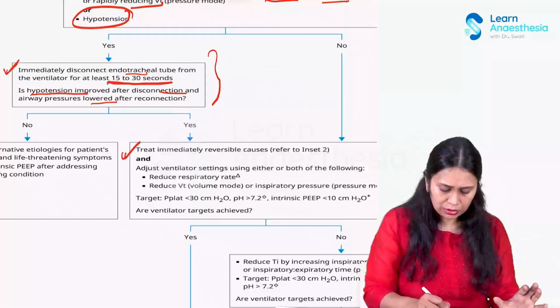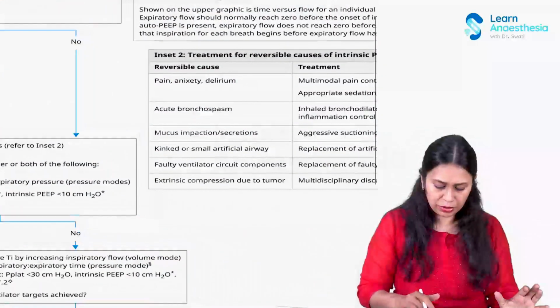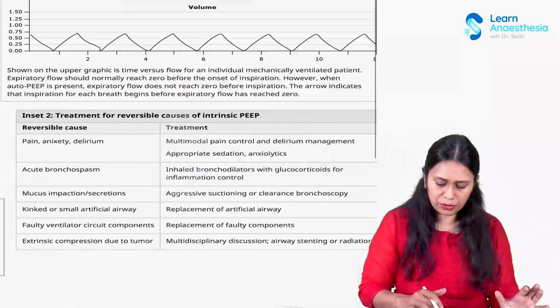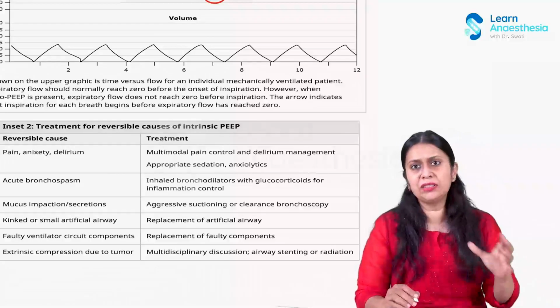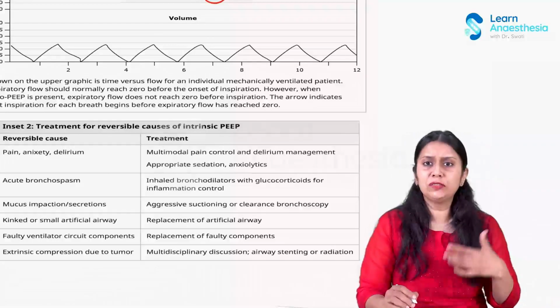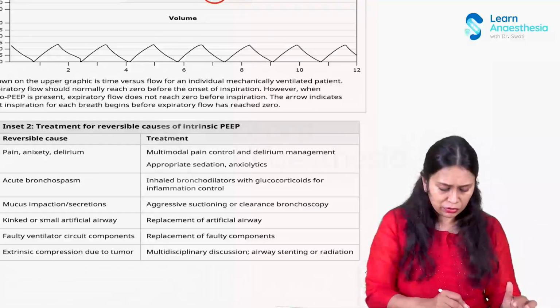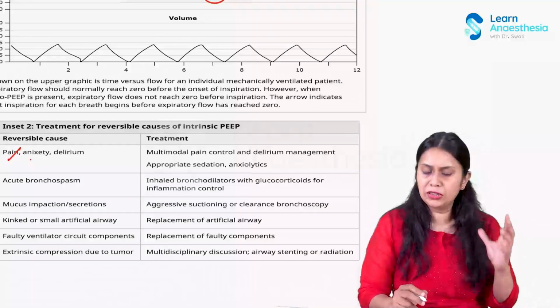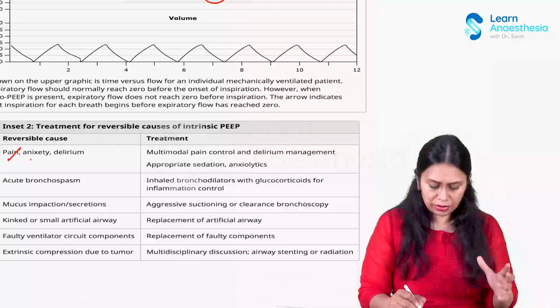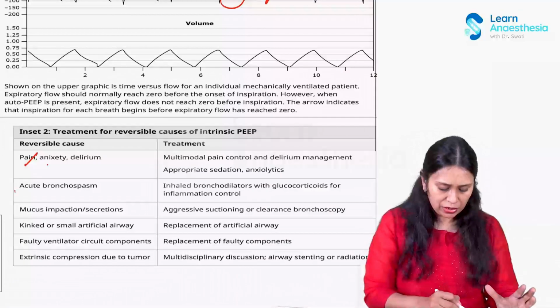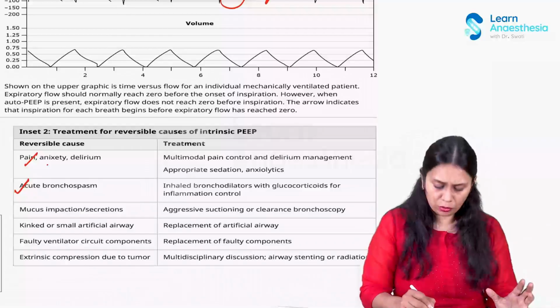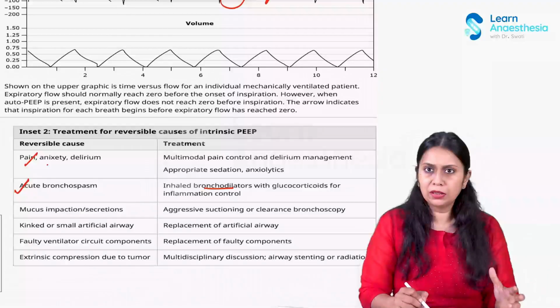So what are the reversible causes of intrinsic PEEP? Now in this chart, if the patient is having some pain, anxiety, or is in delirium, his minute ventilation will increase. So we treat the pain, we manage the delirium, we give appropriate sedation to the patient. If the patient has acute bronchospasm, we give bronchodilators, steroids.